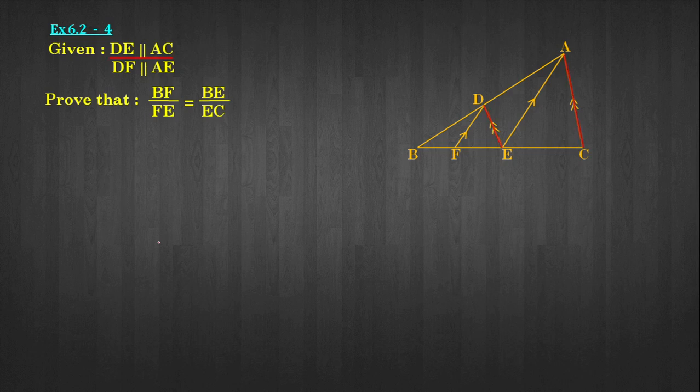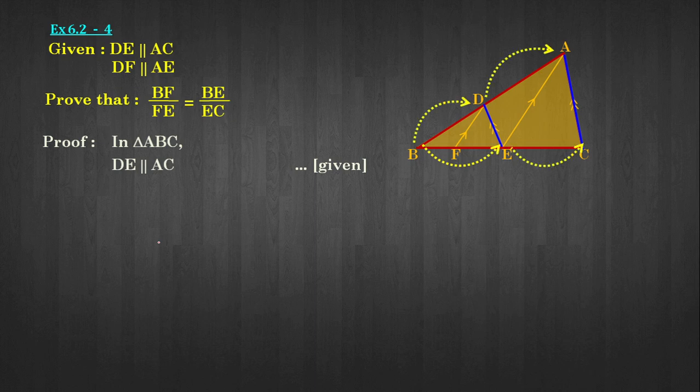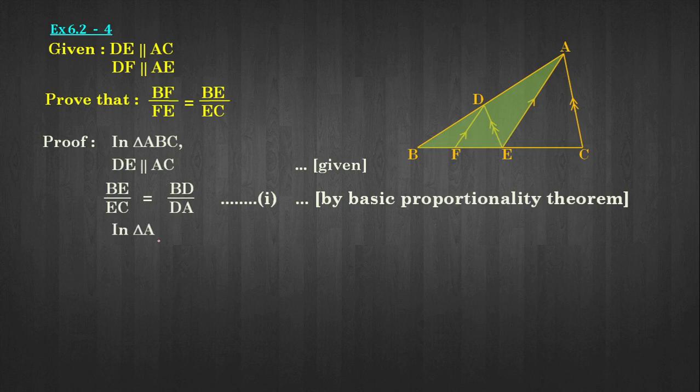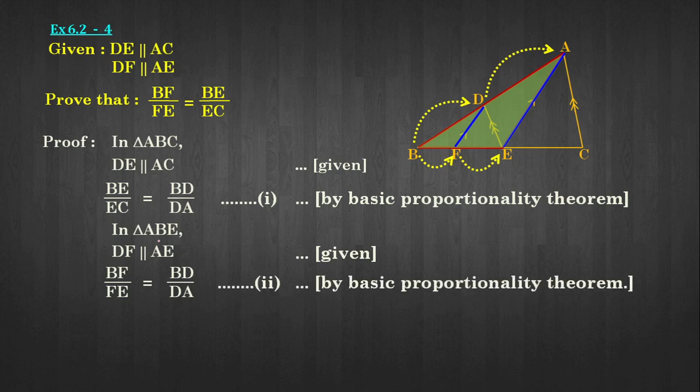Here DE is parallel to AC, and DF is parallel to AE. Proof: in triangle ABC, DE is parallel to AC, that is given. Then BE by EC is equal to BD by DA, equation 1, by BPT theorem. In triangle ABE, DF is parallel to AE, then BF divided by FE is equal to BD divided by DA, equation 2, by BPT theorem.